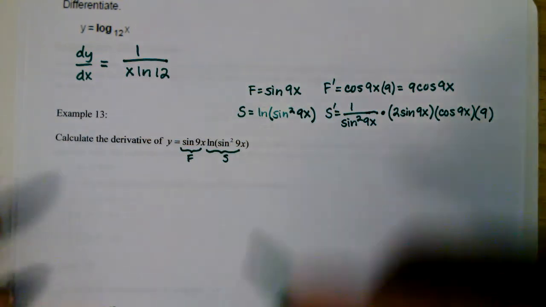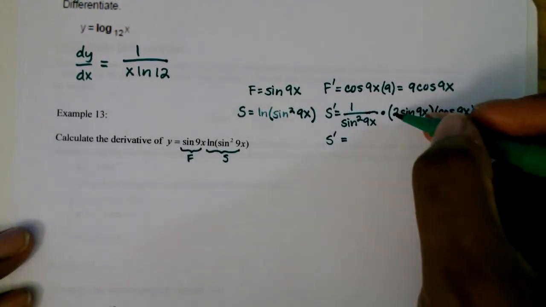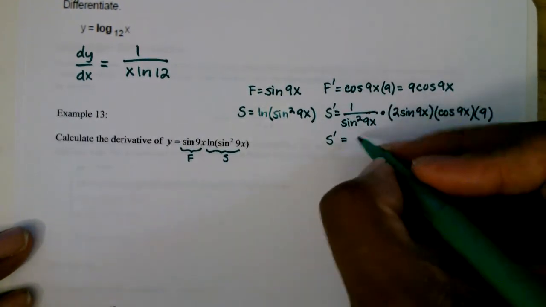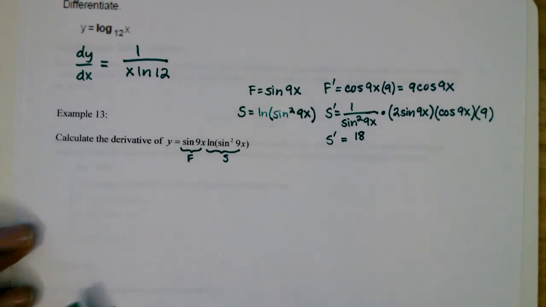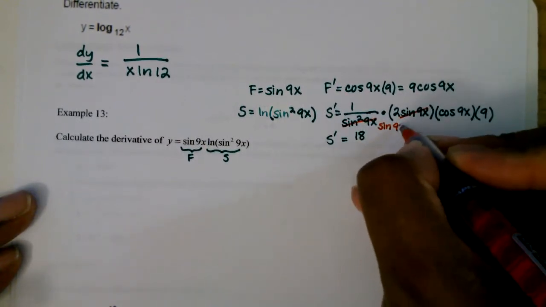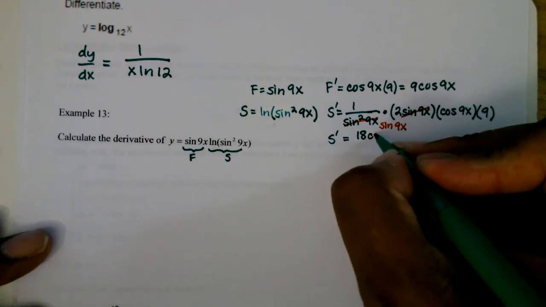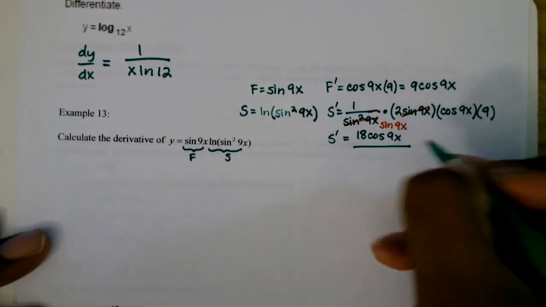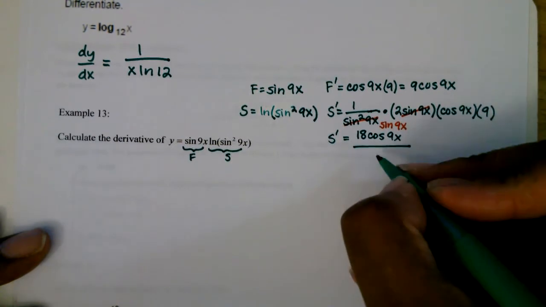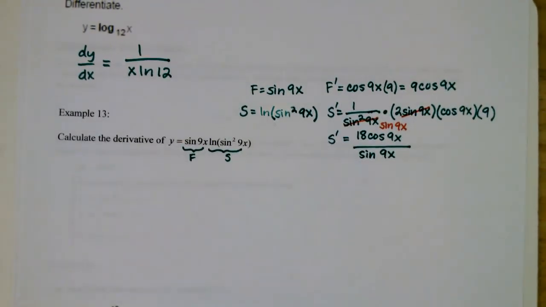Now let's simplify this a bit. So that derivative of the second would be this. If I do 2 times the 9, that would give me 18. One of the sine of 9x's will divide out. This will divide out with 1 of these. I'm left with the sine of 9x. In the numerator, I'm going to have the cosine of 9x divided by sine of 9x. Because 1 of the sine of 9x's divides out, I'm left with a sine of 9x in the denominator. And I will go no further than that.